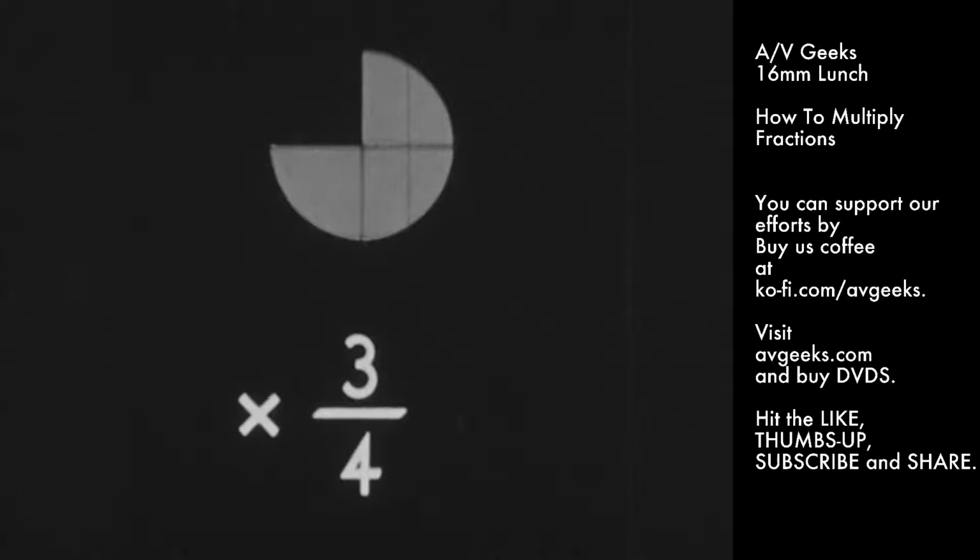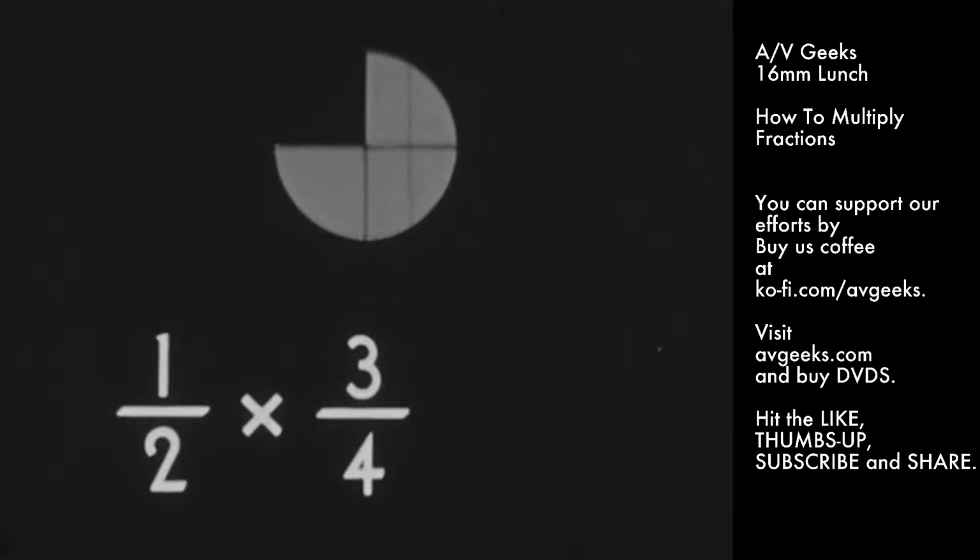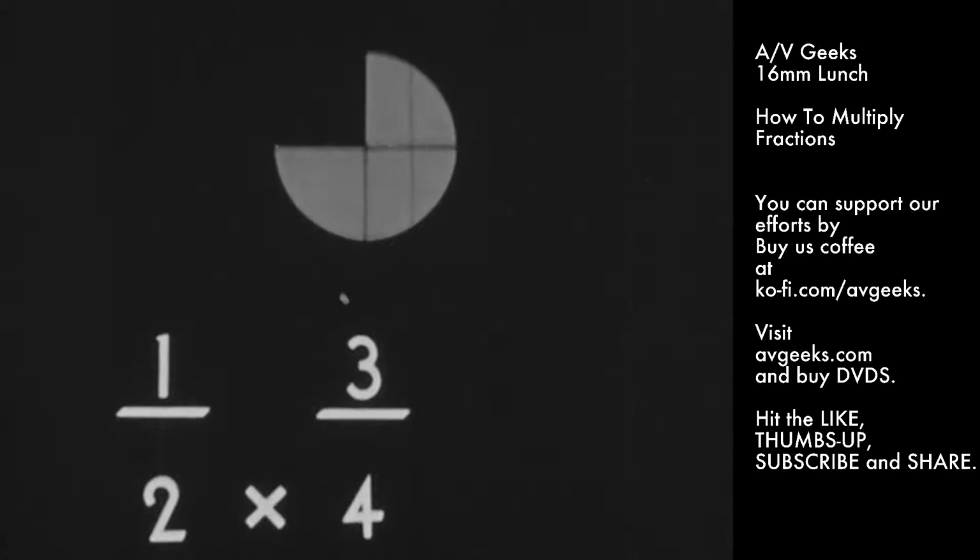Here's our problem again. This time we're going to use the rule. The fraction we are going to multiply is 3/4. We are going to multiply it by 1/2. Our rule tells us to multiply the denominators together. What happens when you multiply these denominators together?